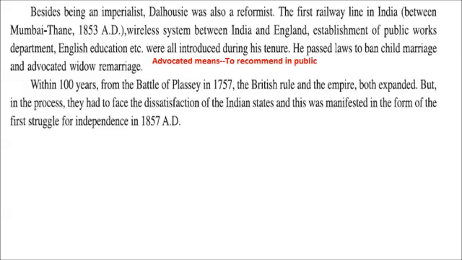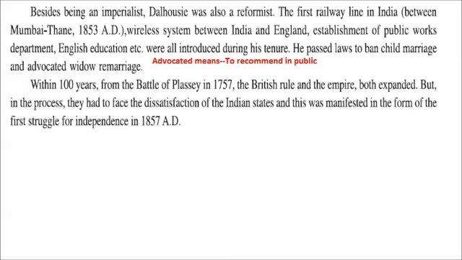The first railway line in India was laid down between Mumbai and Thane in 1853. A wireless system also was started between India and England. Establishment of PWD, that is Public Works Department, also happened during Dalhousie's time. English education was also introduced during his tenure. He passed laws to ban child marriage and he publicly advocated widow remarriage. That is, child marriage should be stopped and widow remarriage should be allowed.